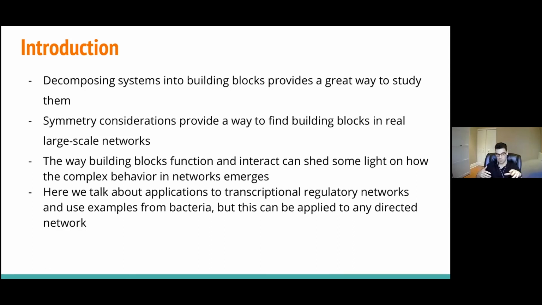I also want to preface what I'm going to say by saying that in our papers, we applied it to transcriptional regulatory networks, that is, gene networks. The examples that I'm going to use are from bacteria, but we also applied it to neural, metabolic, all kinds of biological and even non-biological networks. It can be applied to basically any directed network.